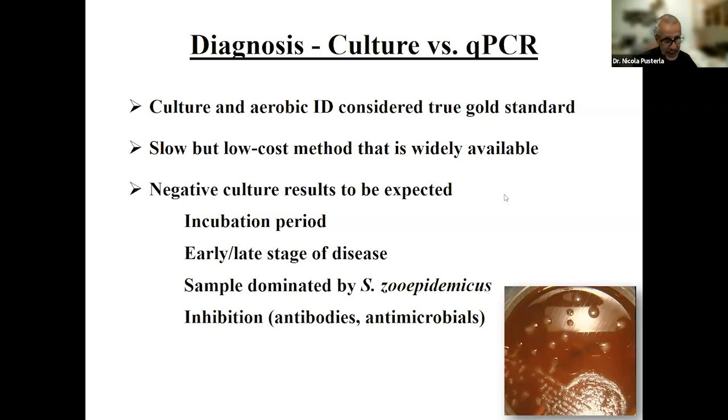In the early and late stages of a disease, when the numbers are small, the organism may not necessarily grow. If the plate is overgrown with other streptococcal organisms, like strep zoo, the small numbers of colonies of strep equi may be missed. On top of that, some of these horses will be pre-treated before you take the biological sample, so you may have a biological inhibitor of growth.